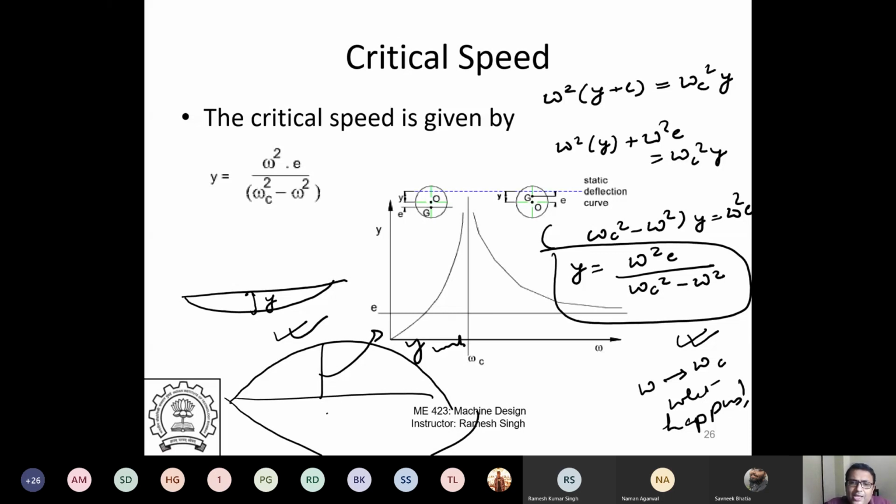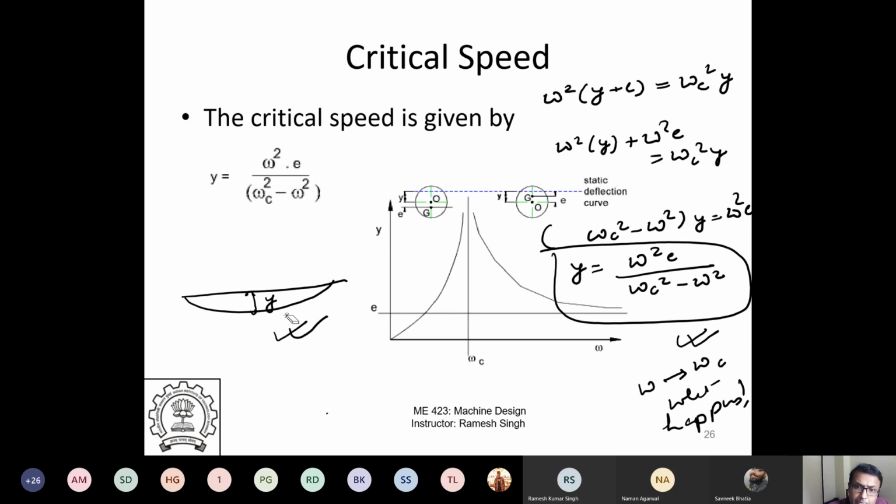The deflections at omega c equal to omega: if you plot this, you will see the deflections become very, very high. And theoretically, at omega c equal to omega, it will become infinite. Any questions here? And then we'll go to the next thing.